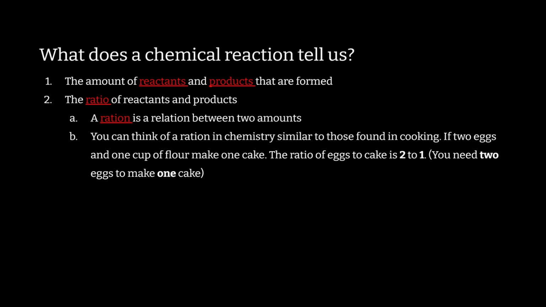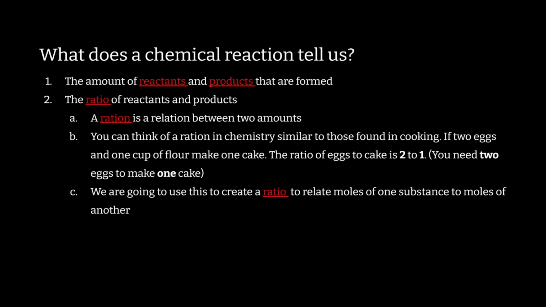If we have 2 eggs and 1 cup of flour, we can make 1 cake. Now, the ratio of eggs to cake is going to be 2 to 1, which means that we need 2 eggs to make 1 cake. And this is going to be a ratio, very similar to the idea of cooking. If I double the amount of cakes that I need, I need to double the amount of the ingredients that I have. And then we're going to use this to create a ratio in order to relate the moles of one substance to moles of another. And this is going to create a mole ratio that we're going to use a little bit later.